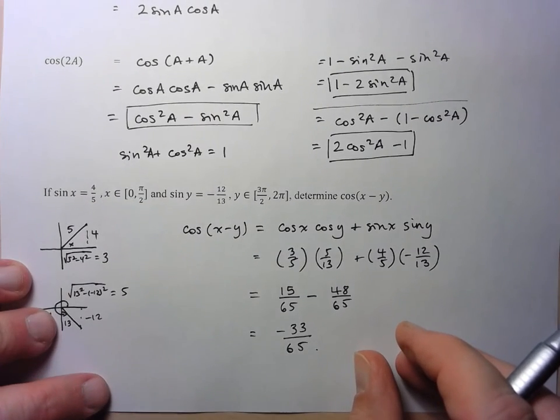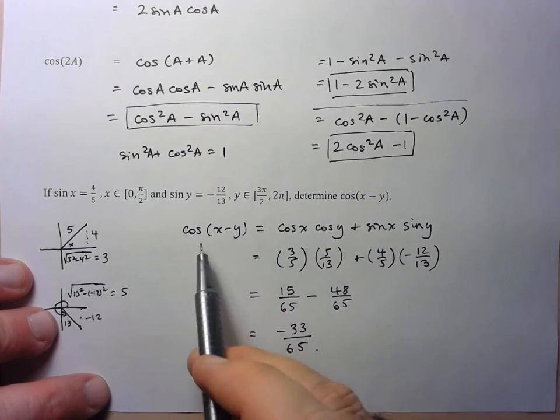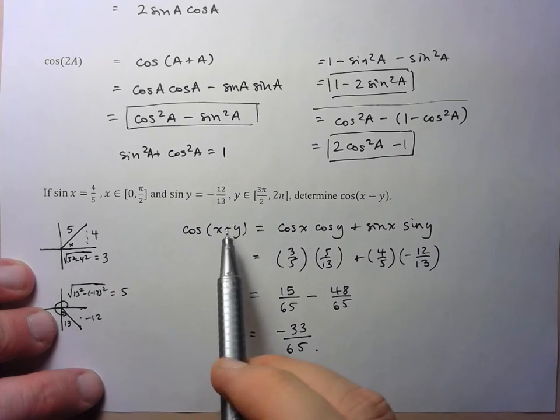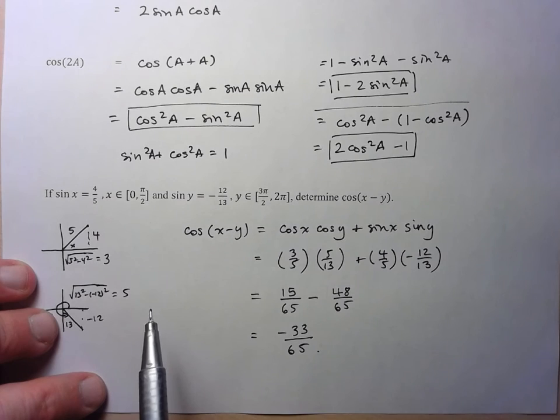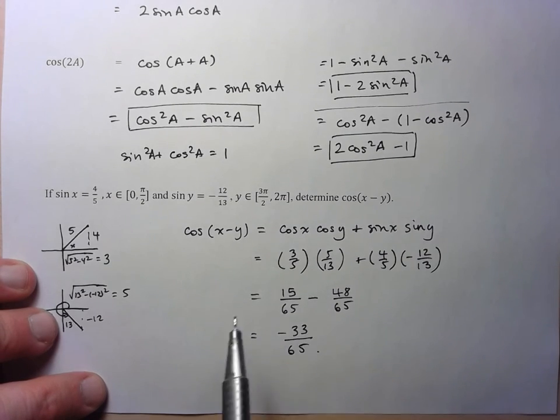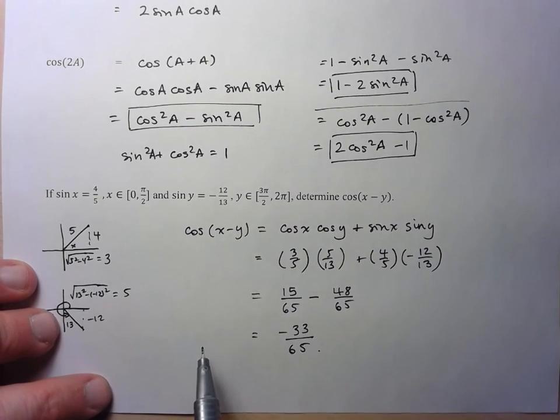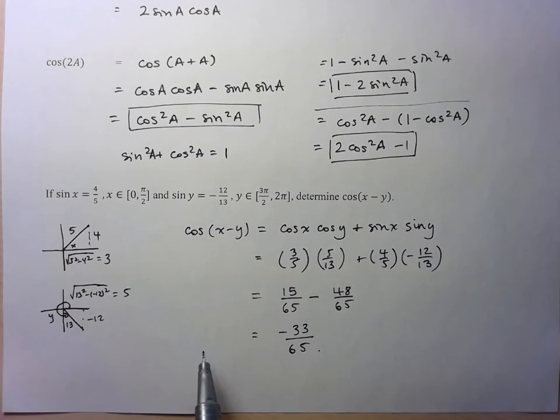Okay, and we were able to determine the exact value of this expression without ever knowing what the angles x and y actually were. All right, so again, like I said, this is a pretty typical type of example that uses all these pieces of information.